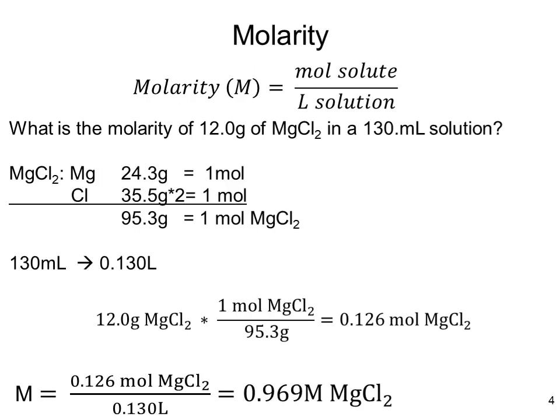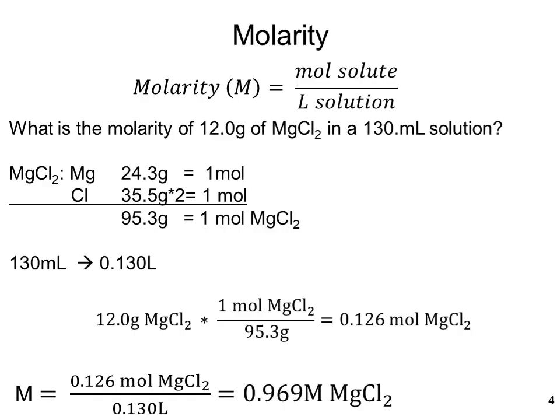So molarity here should be a quick review. It's just the moles of solute per liter of solution. In this problem, we have 12 grams of magnesium chloride in a 130 milliliter solution. Well, since we need to have moles and liters, the easiest thing to do is just to change 130 milliliters to 0.130 liters. Just move the decimal over 3 spaces.